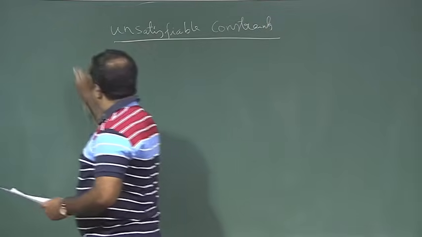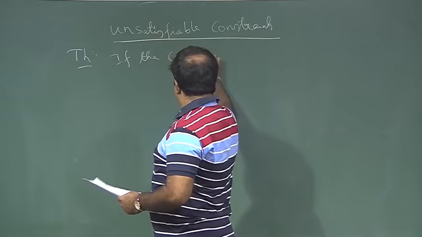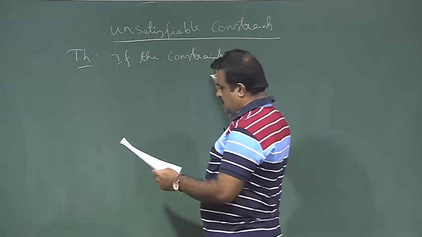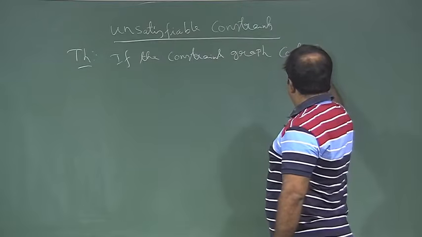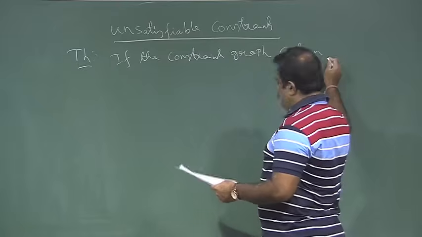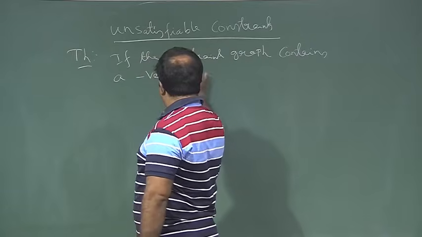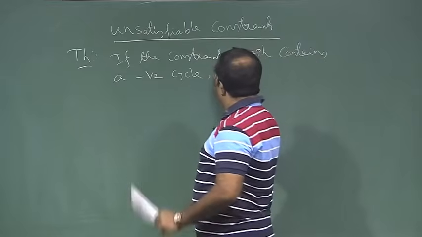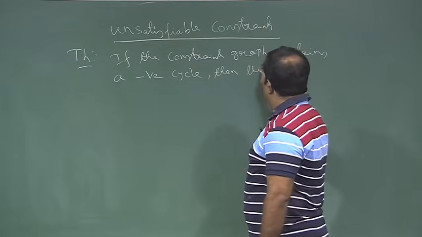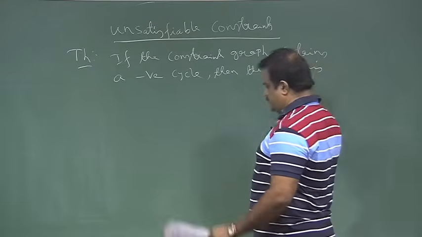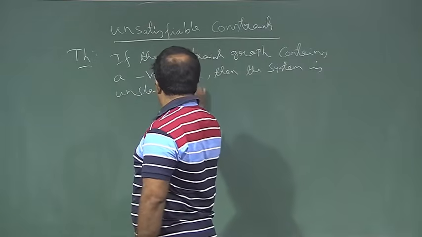So, what is it telling? This is a theorem: if the constraint graph contains a negative weight cycle, and that can be determined by Bellman-Ford, then the system is infeasible, then the system does not have a solution, the system is unsatisfiable, that means there is no solution.